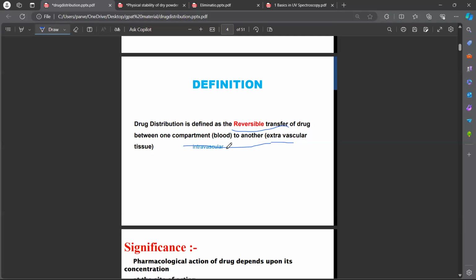So basically, come on guys, tell me: for a drug to have a therapeutic action, should the concentration of the drug be more in the extravascular or in the intravascular compartment? Answer it, guys. Come on, answer it. Yeah, great, guys. Whenever a drug is more in the extravascular space, it is more bound to the tissue and it shows the most action.